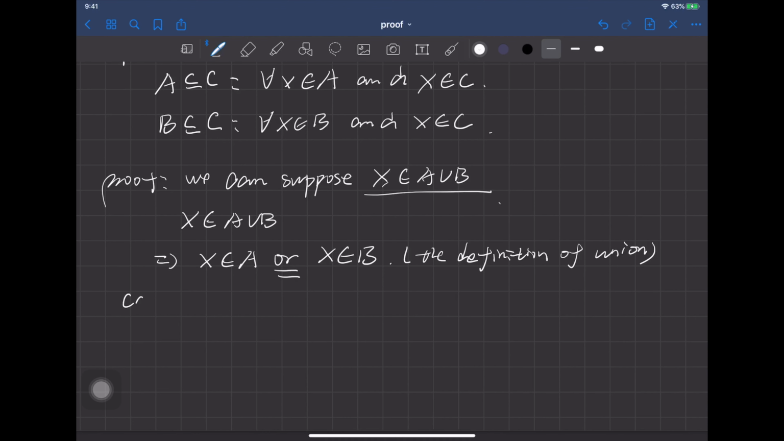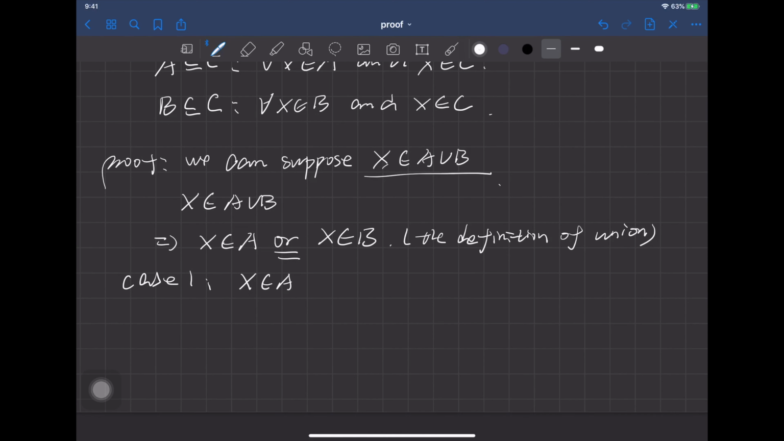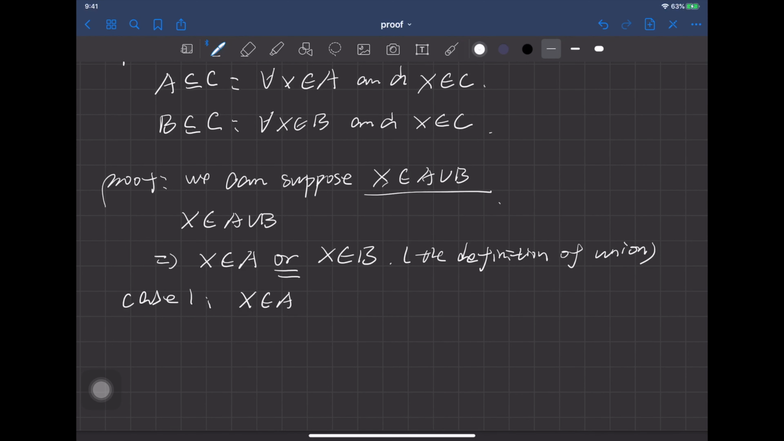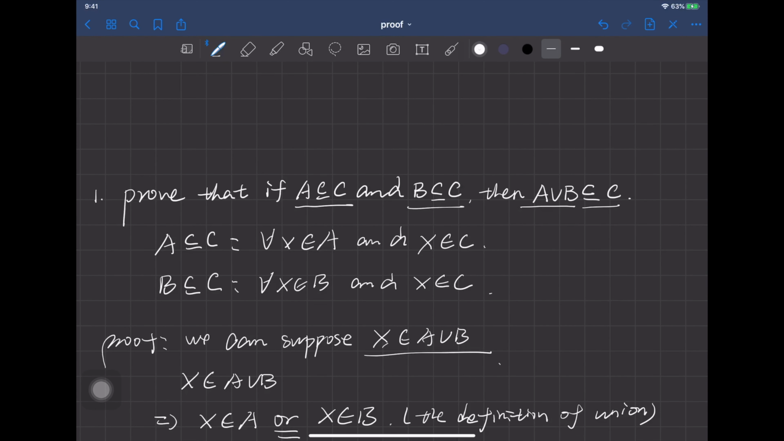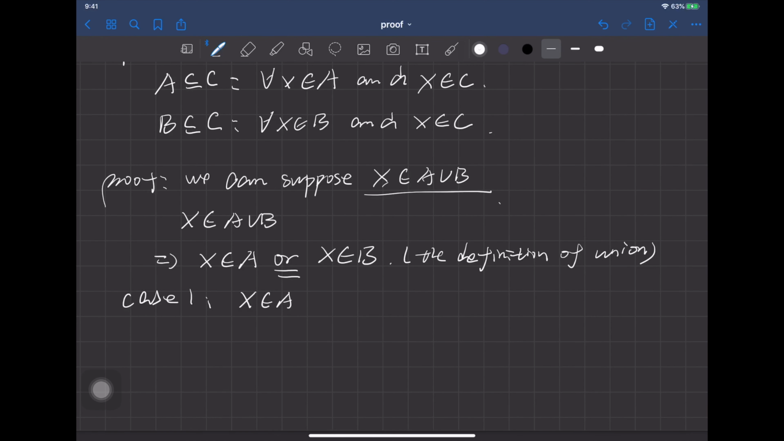So then we have two cases here. Case one is if X is an element of A but not an element of B. When X is an element of A, we already know A is a subset of C, then X is also an element of C, because A is a subset of C.